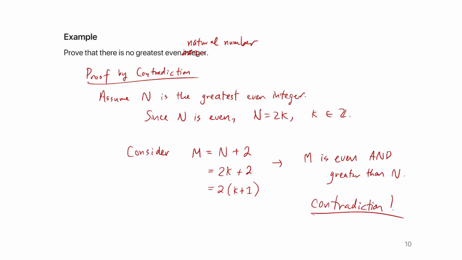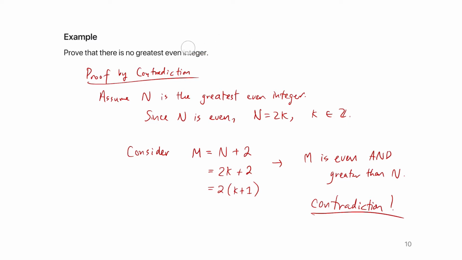Why is it a contradiction? Because we assumed that n was the greatest even integer. And we just showed that m is an even integer that's even bigger. Okay? And so we've arrived at a contradiction, and therefore, our initial assumption that n is the greatest even integer is false. So this is a proof that there's no greatest even integer.